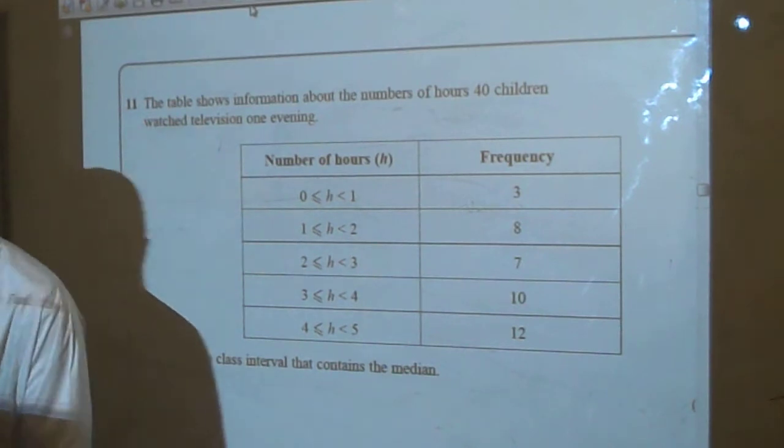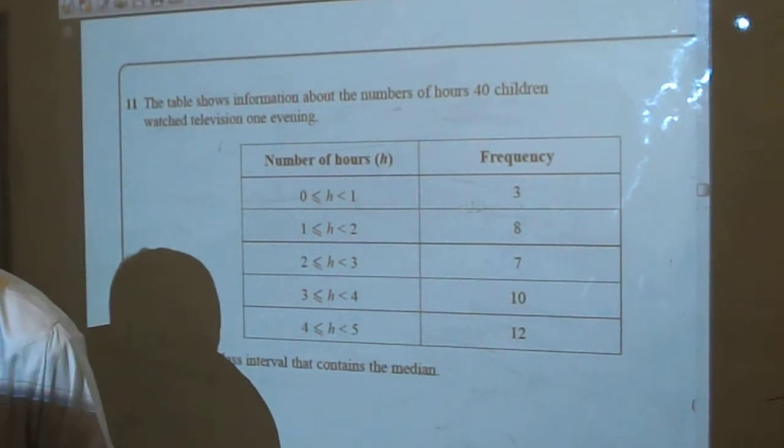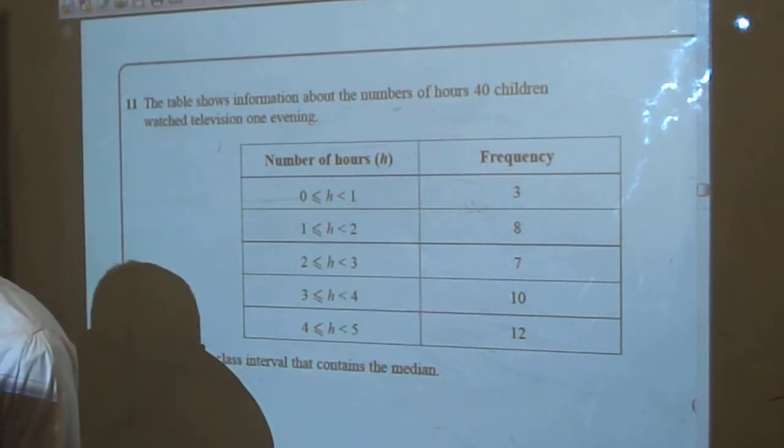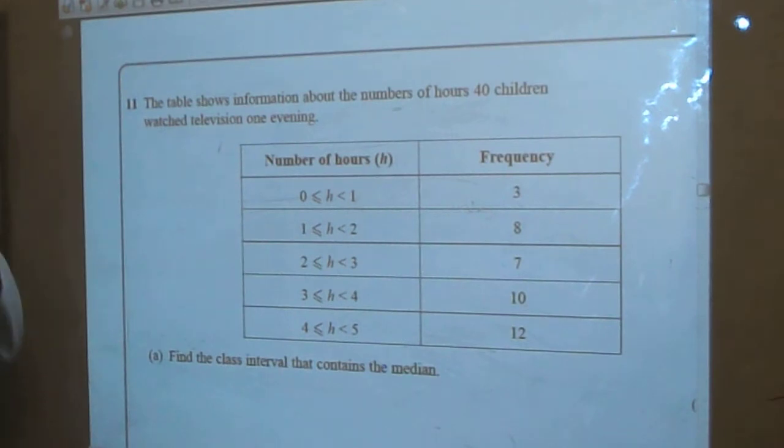Right, question number 11. Here we have a table. The table shows information about the number of hours 40 children watched television one evening. Find the class interval that contains the median.